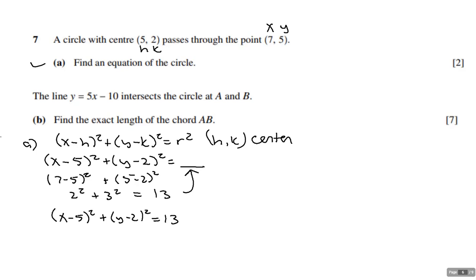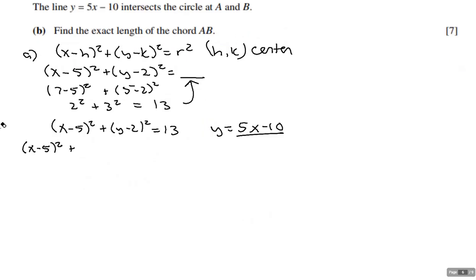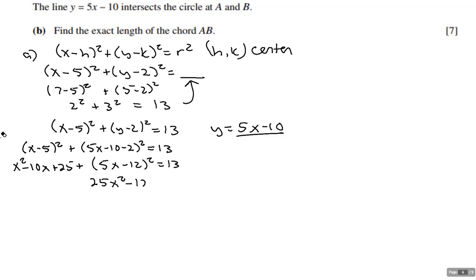That's part A. Now in part B, they tell me this line intersects with my circle. So I'm going to substitute in what y is equal to into my circle equation. Now all I've got to do is simplify and square and combine like terms and end up getting a quadratic. And when I get my quadratic, I'm just going to solve it. And when I solve it, I'm going to get 2 possible answers.